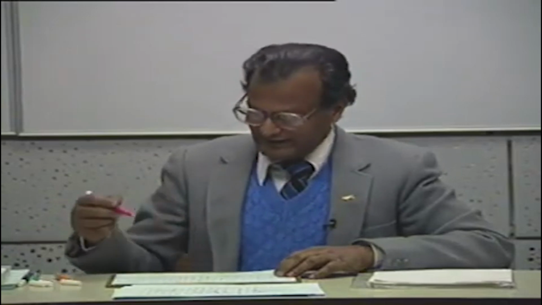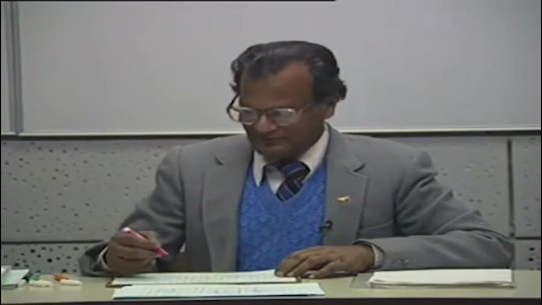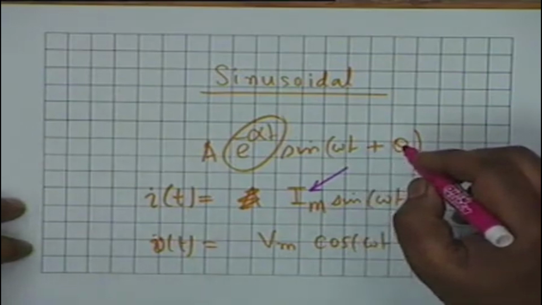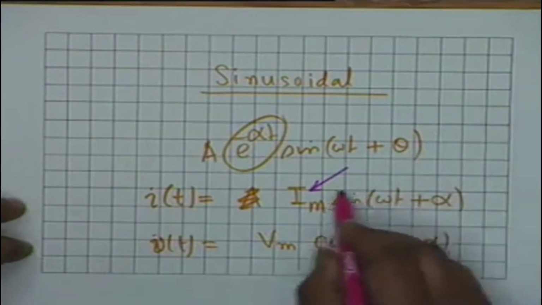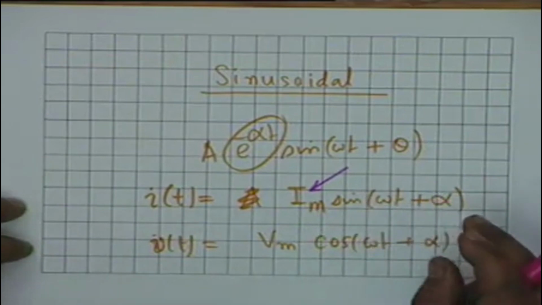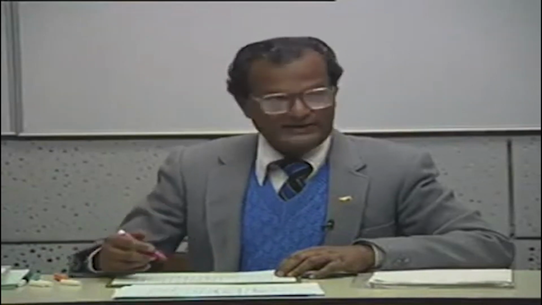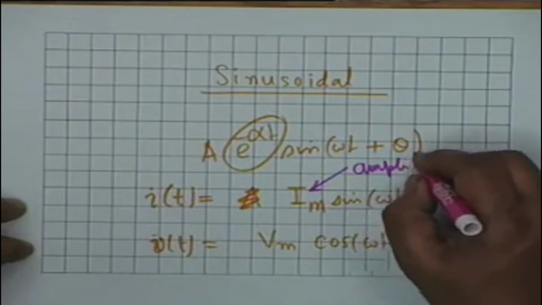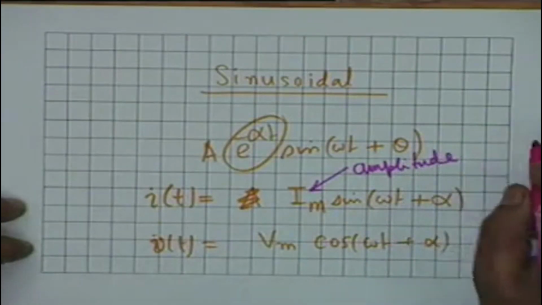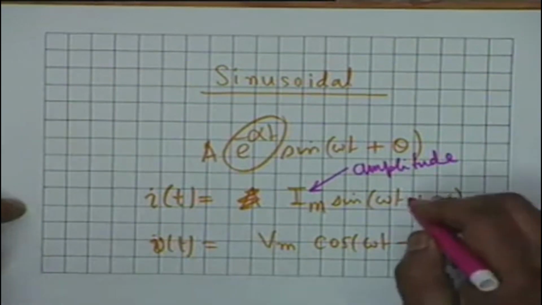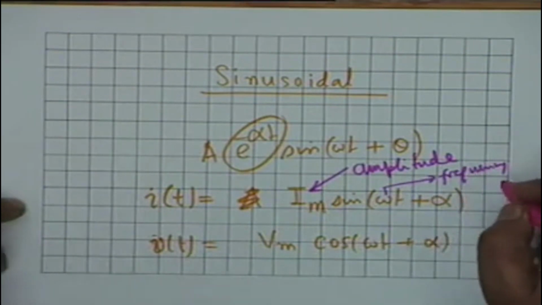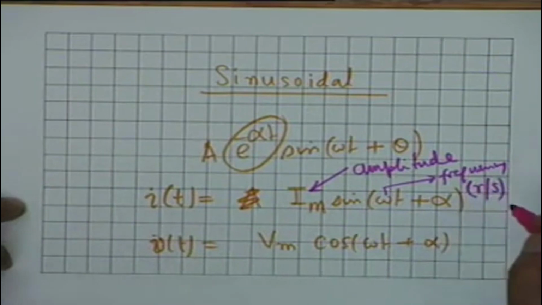Both are sinusoidal. Now, the various parameters of a sinusoidal waveform are, firstly, this quantity, which is called the peak value. Obviously, this is the maximum of the right hand side, because the maximum value of sine is 1, and therefore Im is the maximum value. So Im is called the maximum value or peak value, or simply called amplitude. These are the three names by which it can be called. Omega is called the frequency in radians per second.